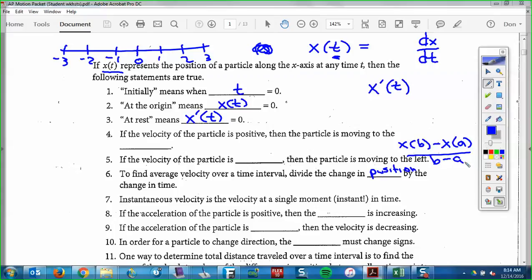So that would be, and remember, that's average rate of change, right? That's the average rate of change. That'd be the change in position divided by the time, okay? Instantaneous, of course, is your derivative, the acceleration.